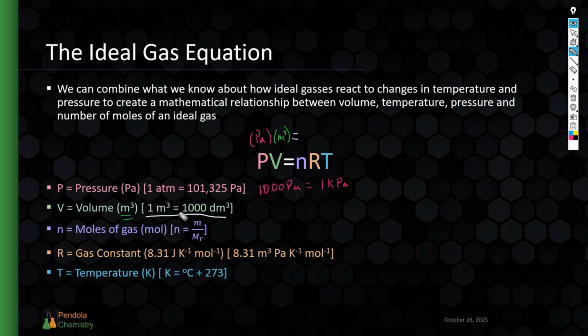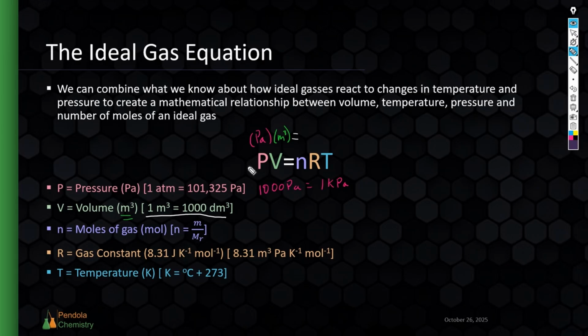So essentially 1 cubic meter is the same as saying 1,000 liters or 1,000 cubic decimeters. Be aware of that. This is probably where most folks get confused because we're so used to using cubic decimeters for anything relating to concentration. But in the ideal gas law equation, we use cubic meters for our volume.